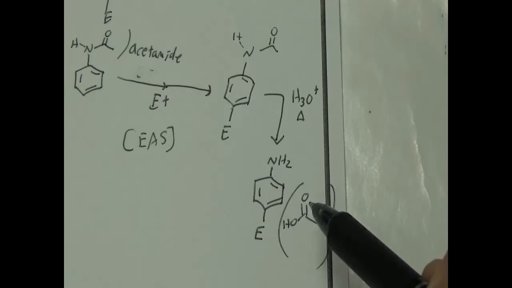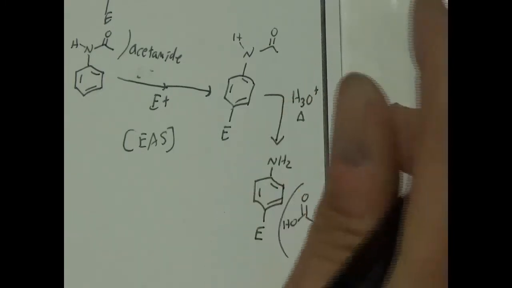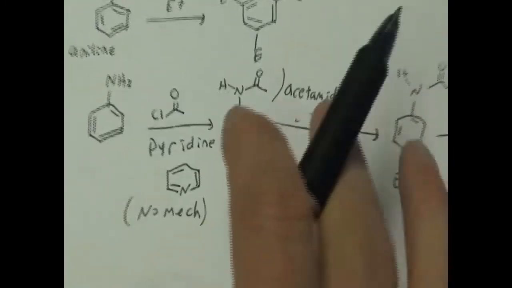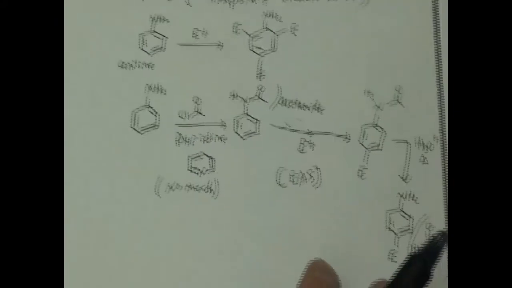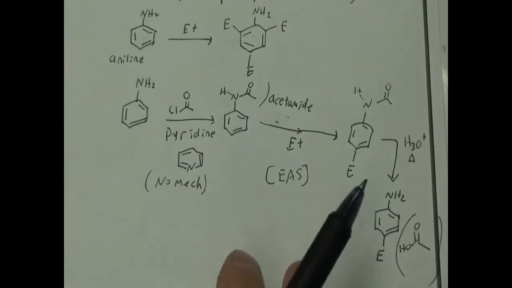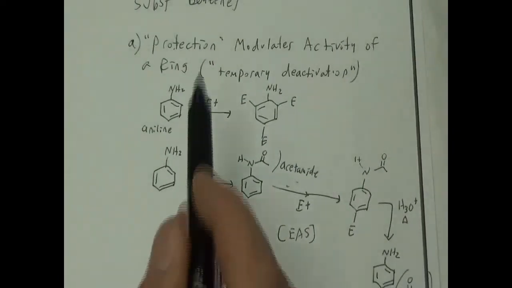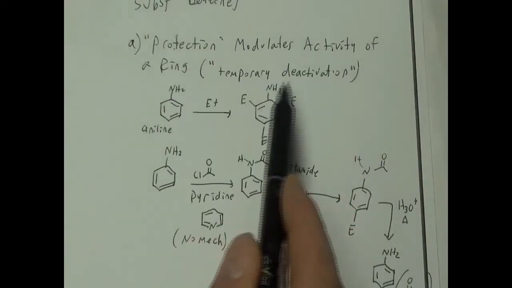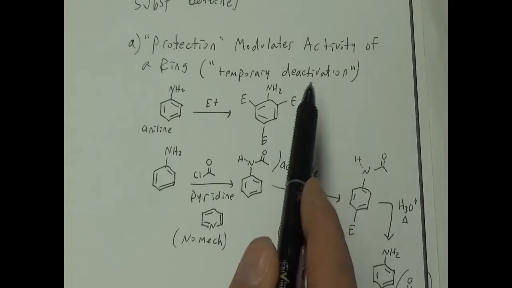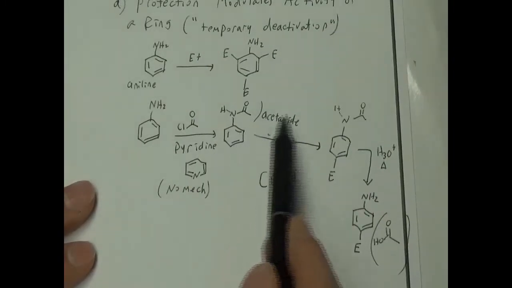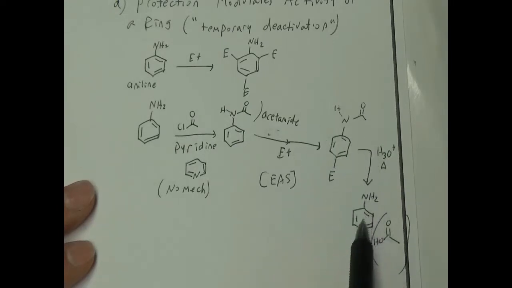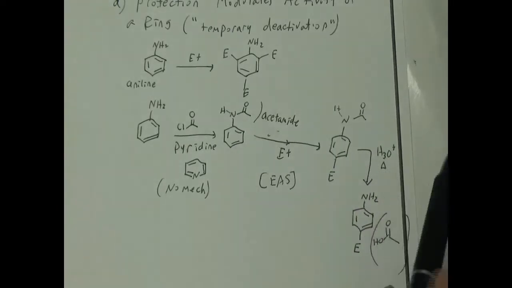Sometimes I use abbreviations. I'll skip the abbreviations for now. All right. So anyway, that's a trick. That's our first strategy. Protection modulates activity of a ring, and we're temporarily deactivating the ring by making an amide, doing our cool reaction, and then we're deprotecting with H3O and heat.